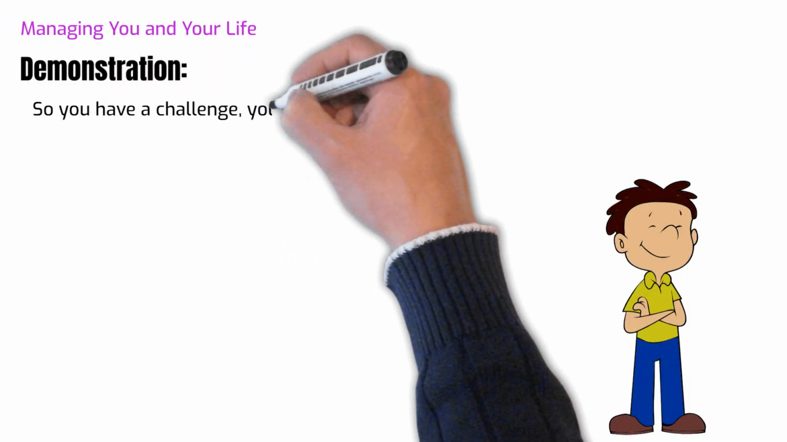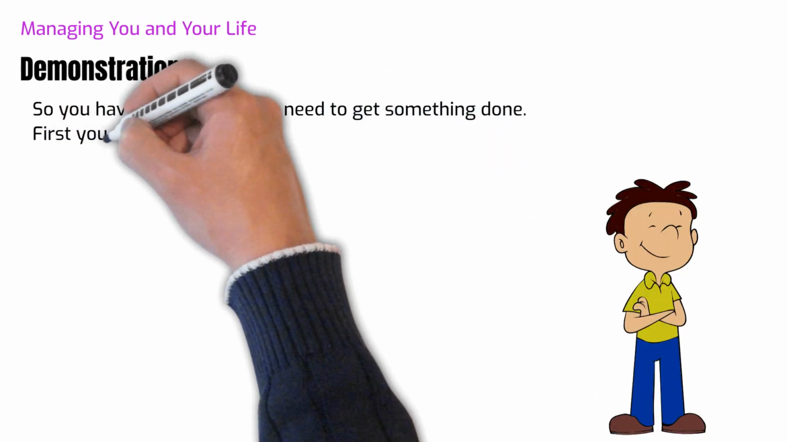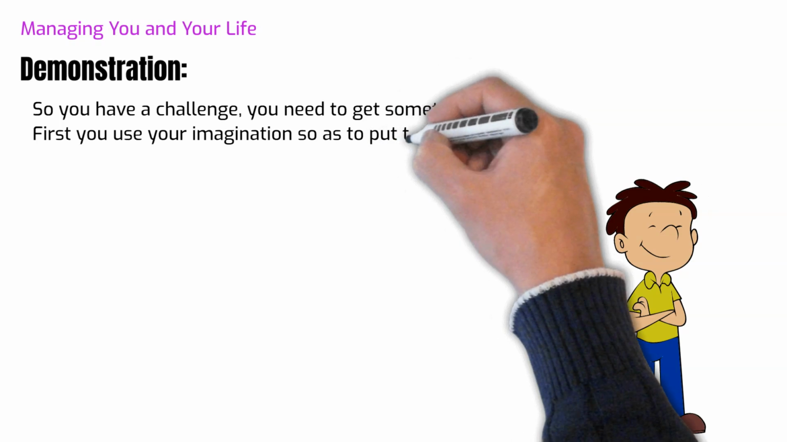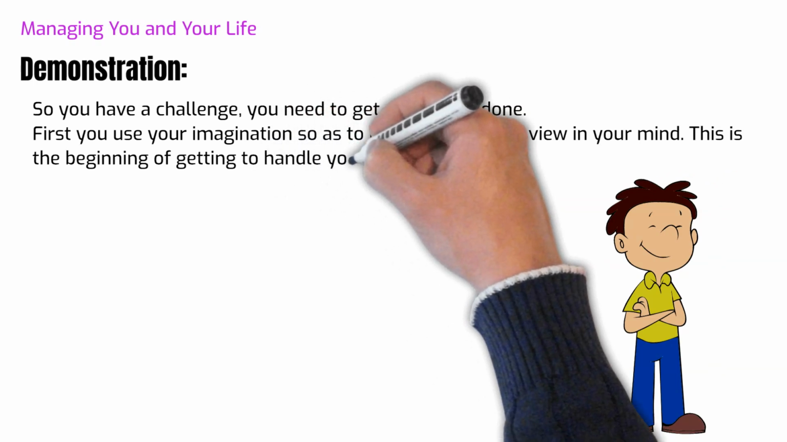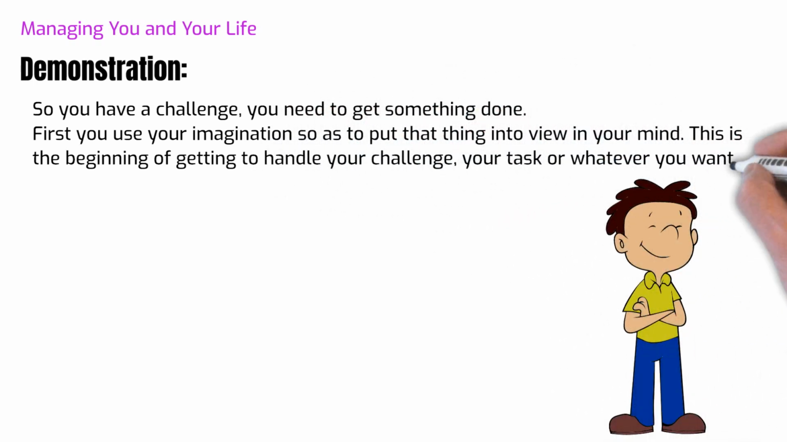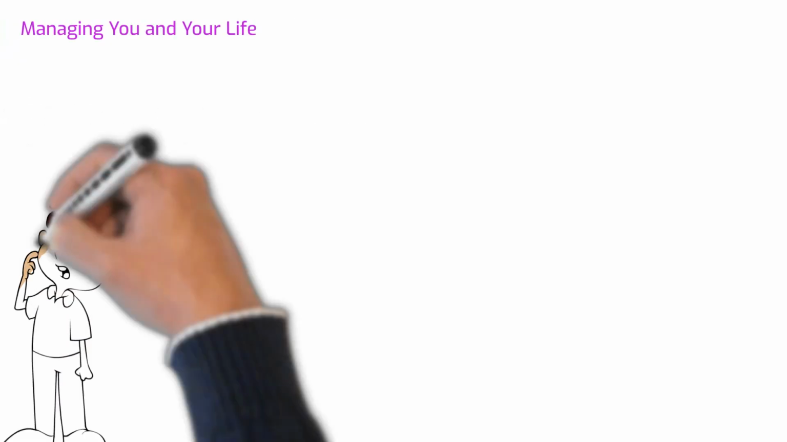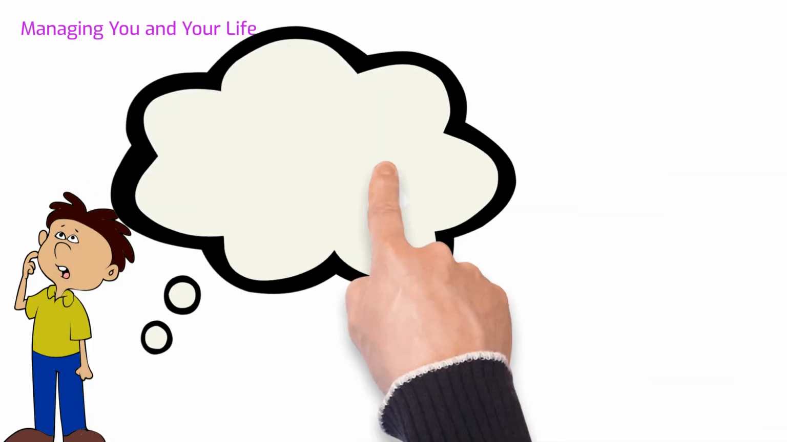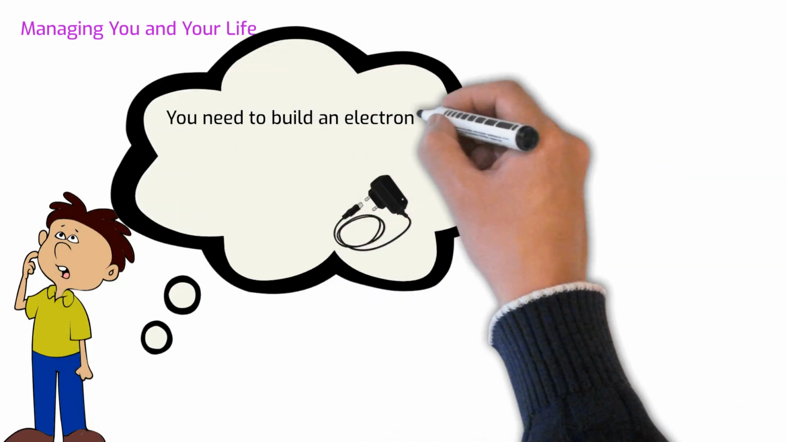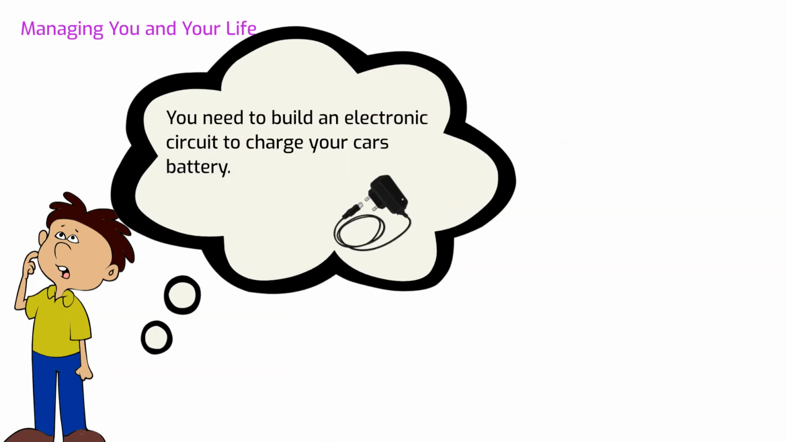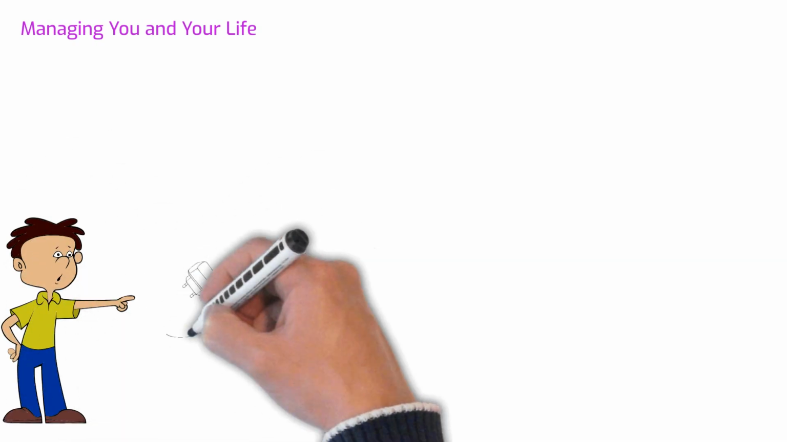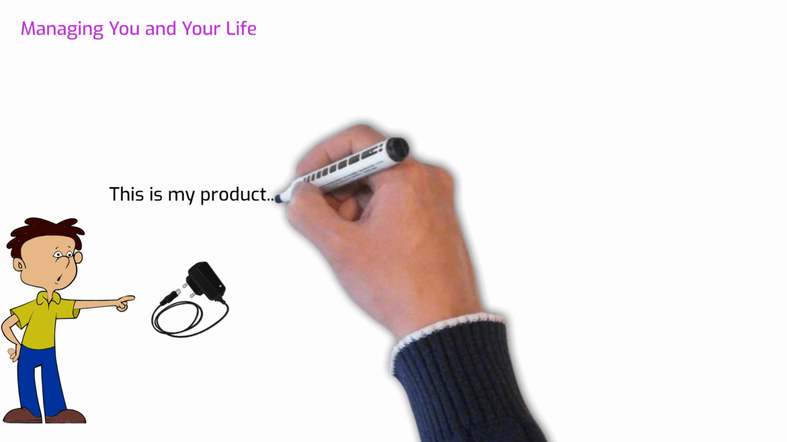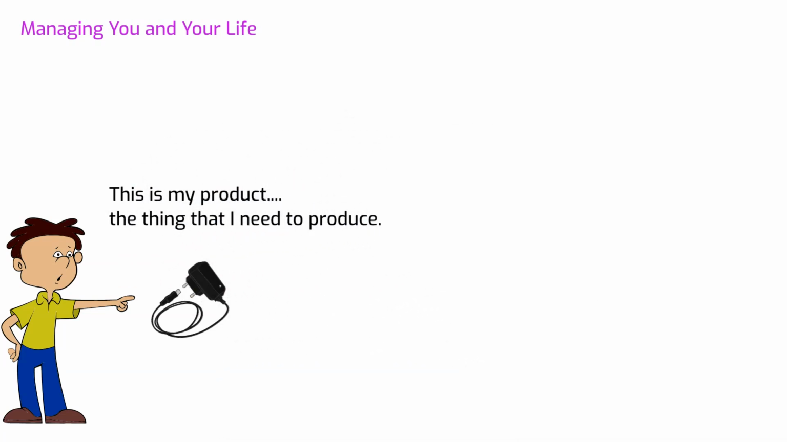So you have a challenge. You need to get something done. First, you use your imagination so as to put that thing into view in your mind. This is the beginning of getting to handle your challenge, your task, or whatever you want to call it. You need to build an electronic circuit to charge your car's battery. This is my product, the thing that I need to produce.